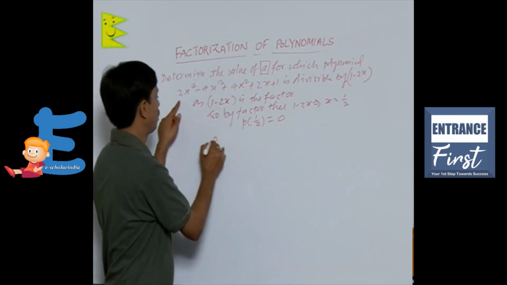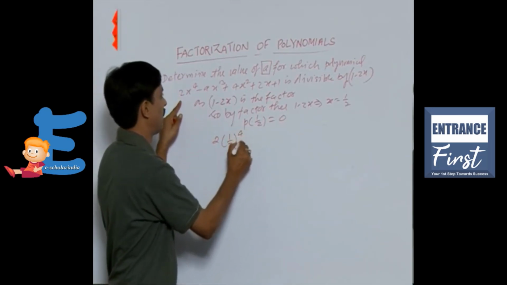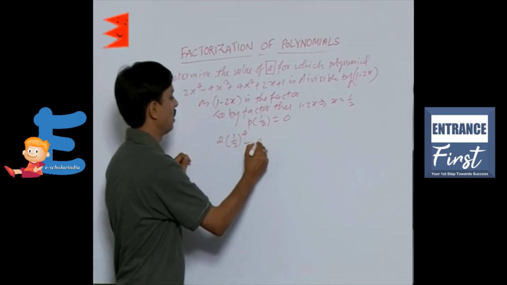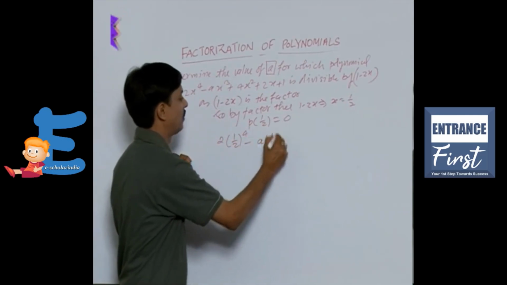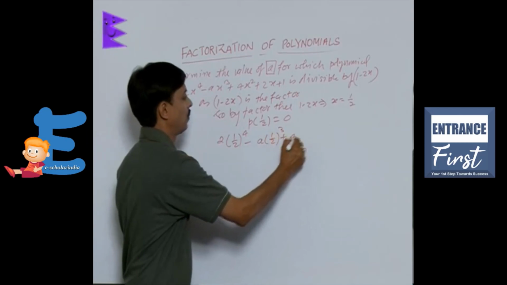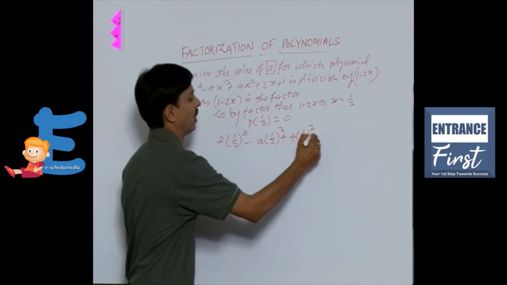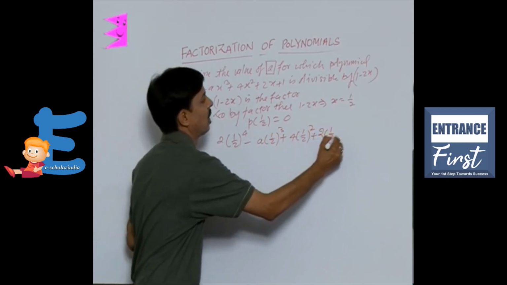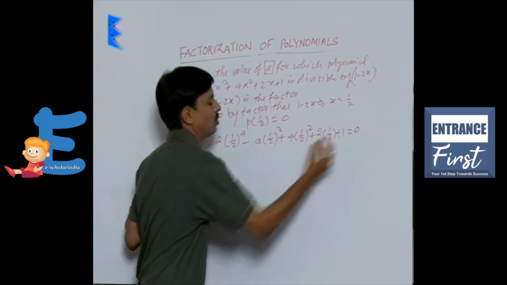So this becomes 2 into half raised to the power 4 minus a into half of cube plus 4 into half of square plus 2 into half plus 1 is equal to 0.